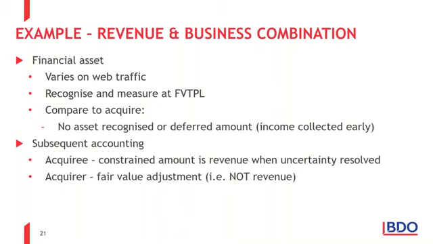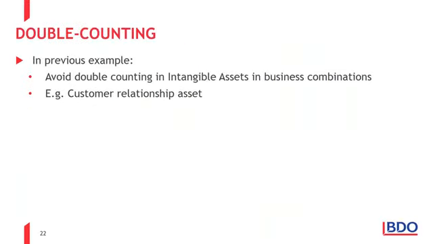Now, I am going to wrap it up relatively soon because I do want to give some time to Aletta, but the double counting concept is one that I think is really important. I'm going to base this on the previous example of entity Y and entity Z. Very often in a business combination, customer relationships will be one of the intangibles that is recognized in the business combination.